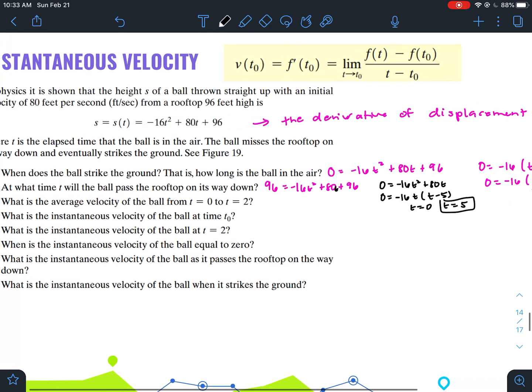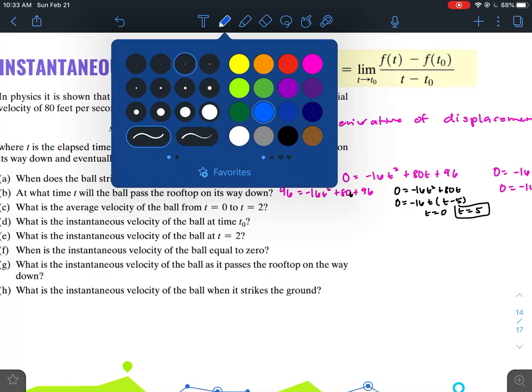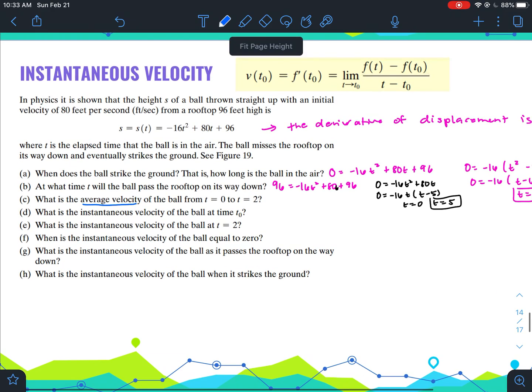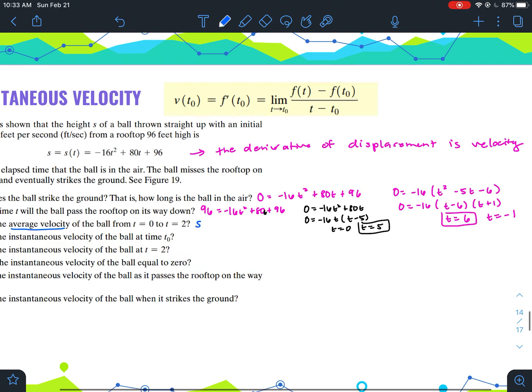What is the average velocity of the ball from 0 to 2 seconds? Well, remember, to find average velocity, it's going to be change in displacement over change in time. So we're going to do the displacement at 2 minus the displacement at 0 over 2 minus 0.